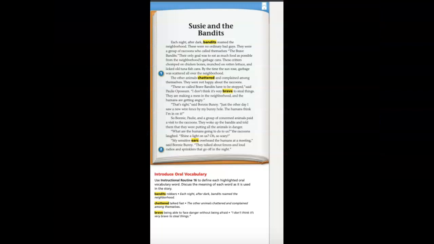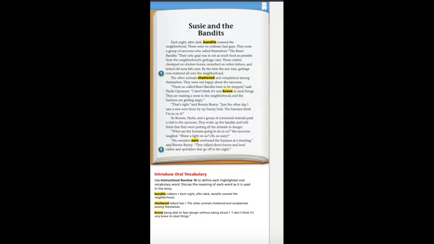All right, boys and girls, so now we are going to read a story called Susie and the Bandits. As we go through our story, you are going to see some yellow highlighted words. Now, these words are going to be our vocabulary words we are going to be working with this lesson. So Mrs. Collier is going to read the story, and I want you to notice when we get to a vocabulary word. Think about what you think that word might mean. Then after we finish reading the story, we'll go over the definitions of the words.